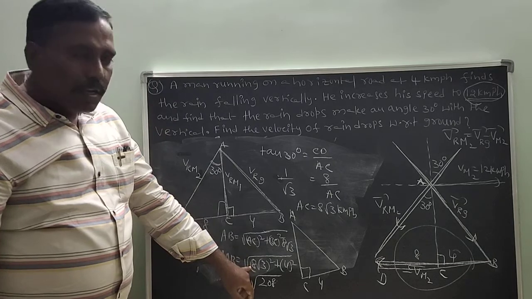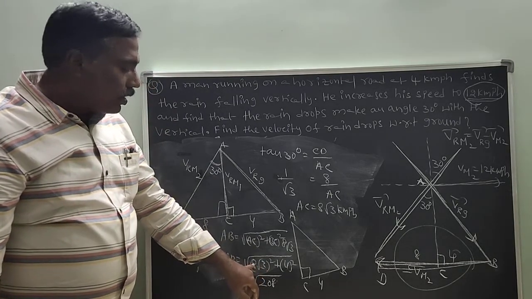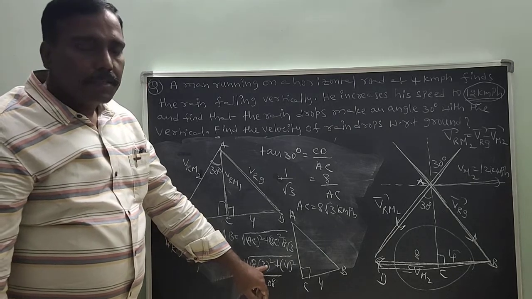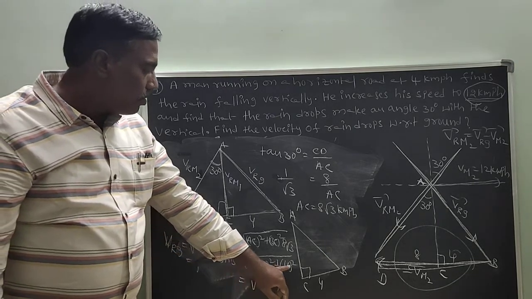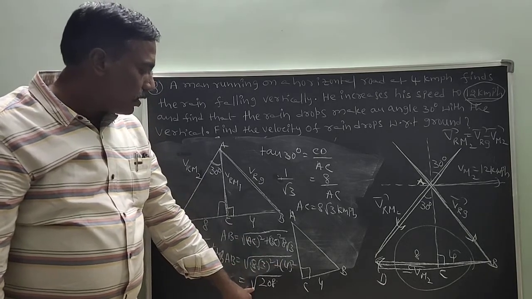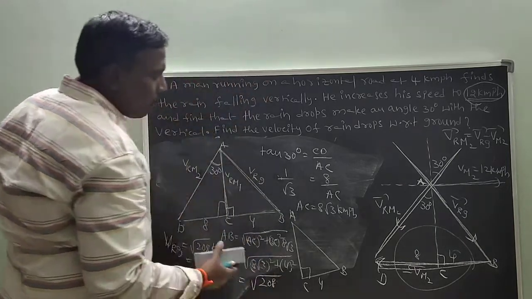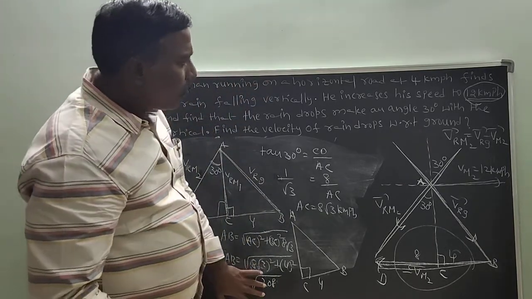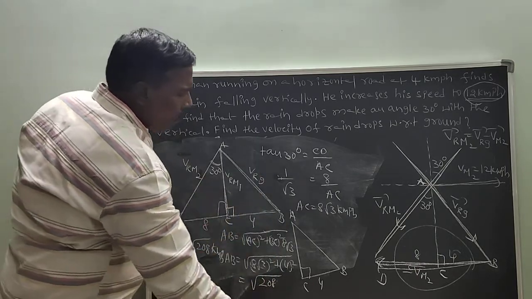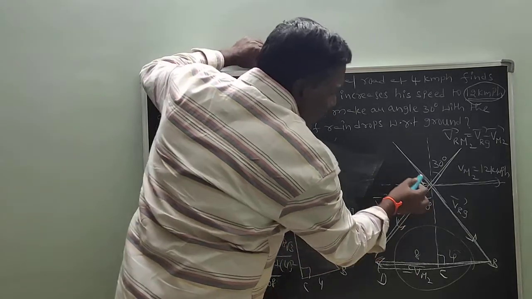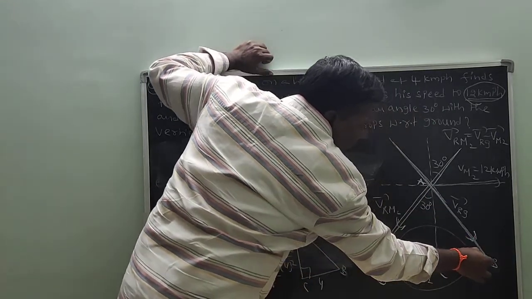Here 8 root 3 whole square is 64 into 3, which is 192. 192 plus 16 is 208. So this is the actual velocity of the rain. Okay, this diagram. This is the actual velocity of rain with respect to ground.